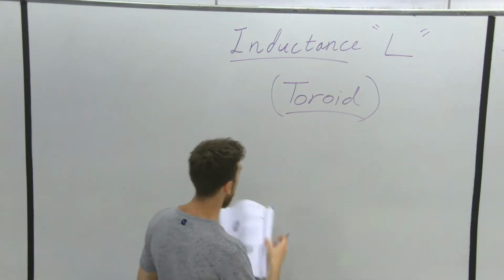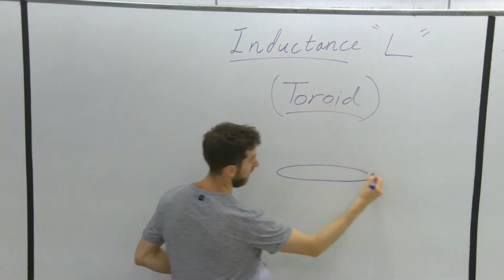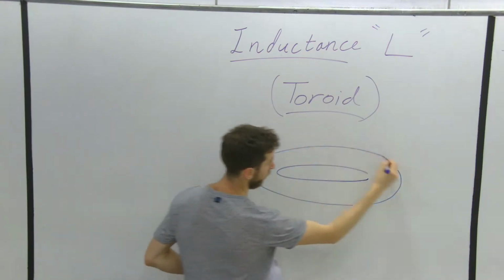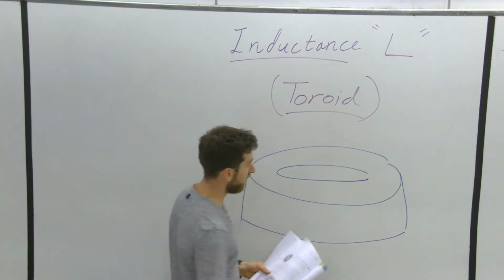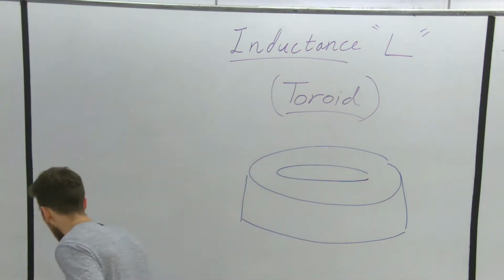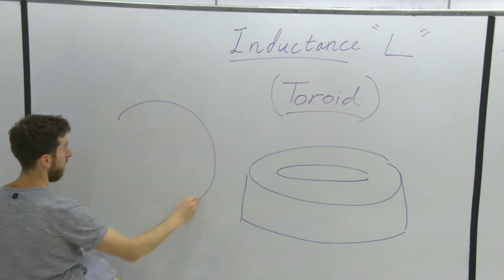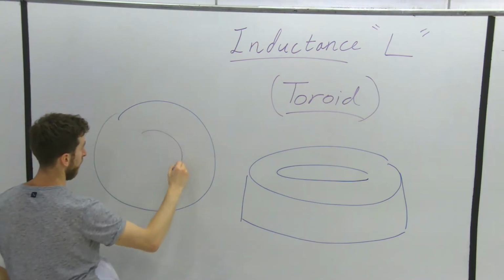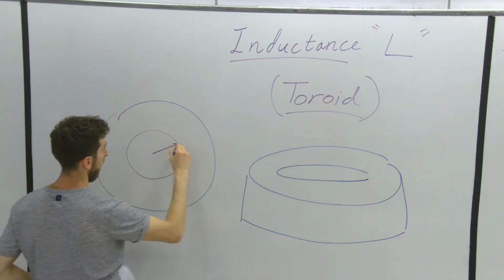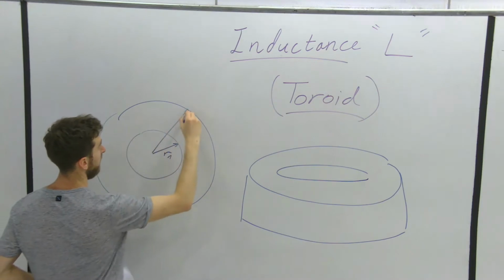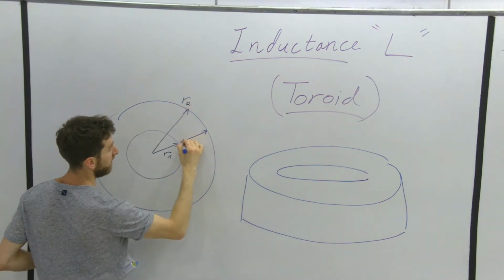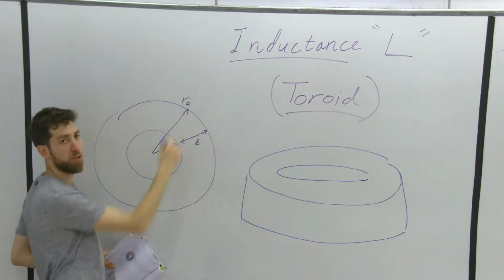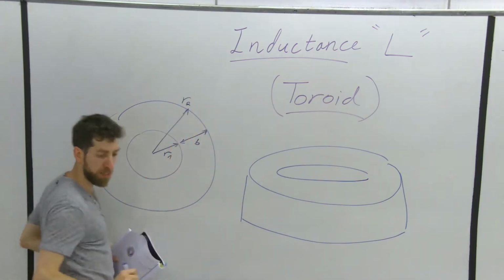So in general, we have this inner core, which looks kind of like a donut. And what are the dimensions? Let's draw another, upper view. So this is R1, and this is R2. And for convenience, we're going to say that this distance is B. So the difference between R1 and R2 is B.